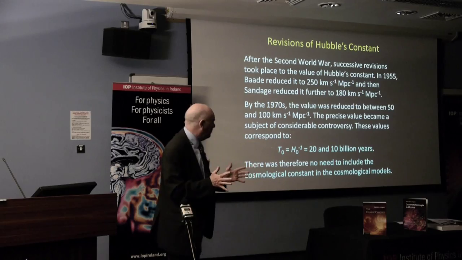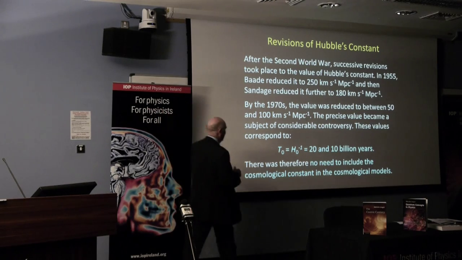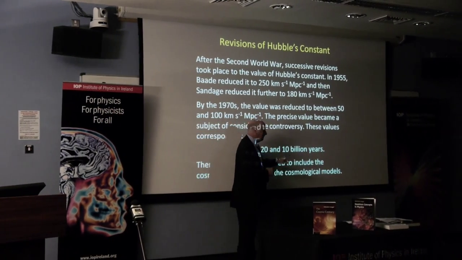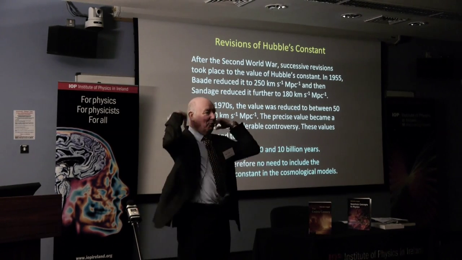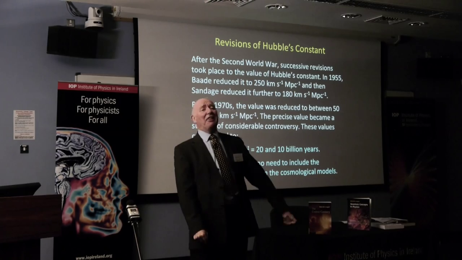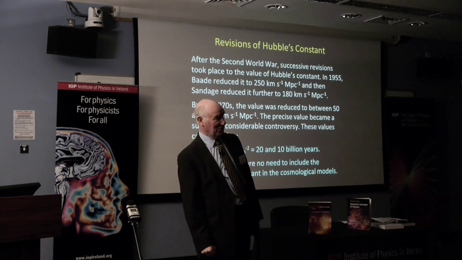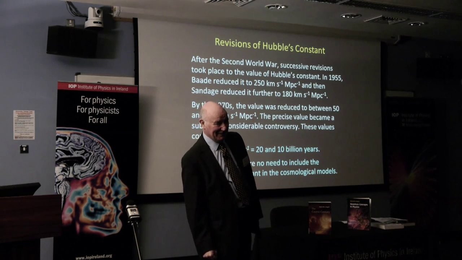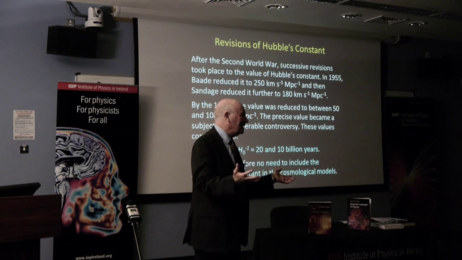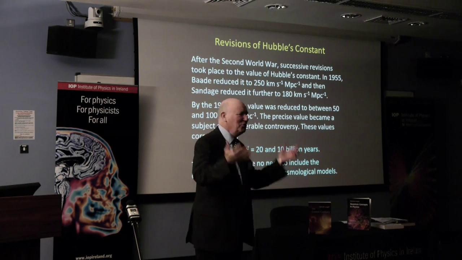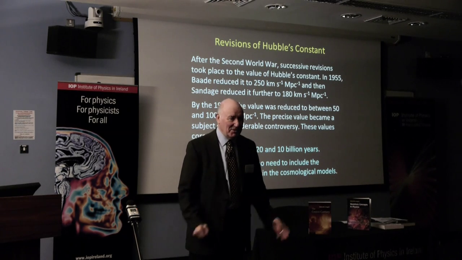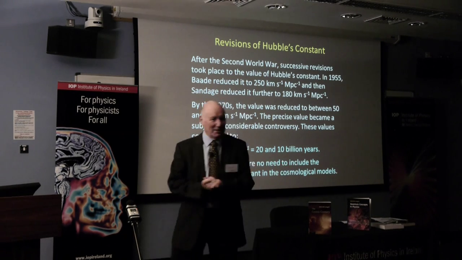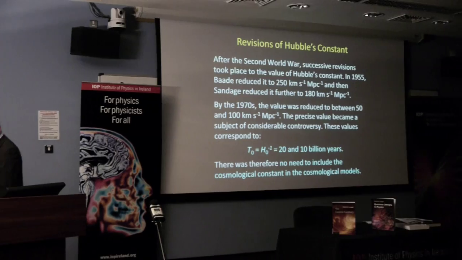And once you've got these values, then, of course, 1 over H naught becomes 10 to 20 billion years, which is comfortably bigger than the age of the Earth. And we all breathed a sigh of relief and said, thank goodness we can throw out the cosmological constant again. We don't need it anymore. It was difficult enough to measure anything at that stage. If you knew anything in cosmology within a factor of 10, you were doing well. So this was one less problem that you had to deal with.